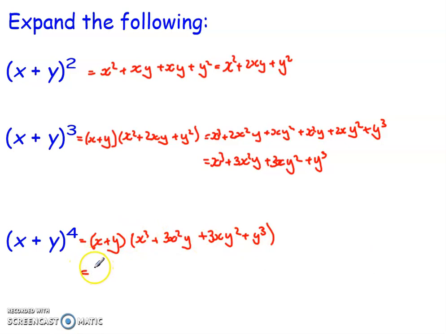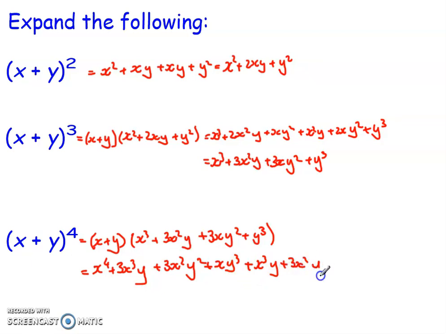We're going to have a few more terms in this one, but hopefully it's not too shabby. So I'll start by multiplying through by the x. So I get x to the power of 4 plus 3x cubed y plus 3x squared y squared, then plus xy cubed. Then multiply through by the y. I then get plus x cubed y plus 3x squared y squared plus 3xy cubed, then plus y to the 4.